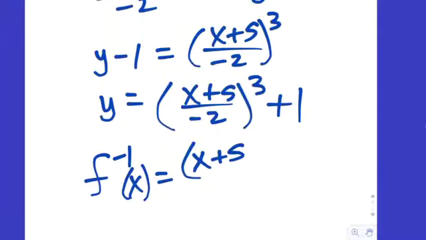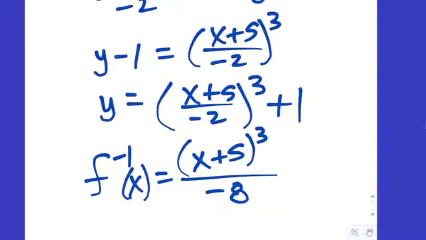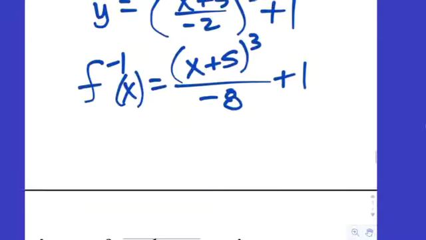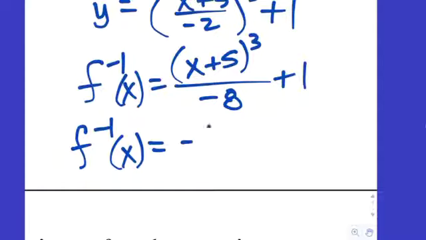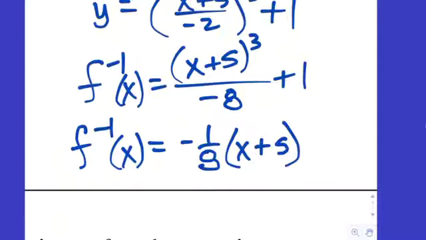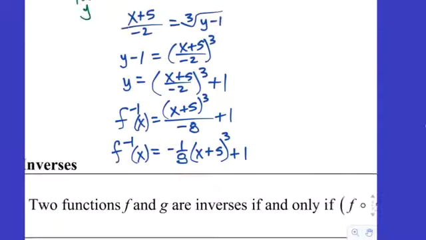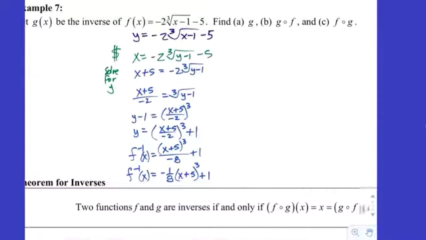You can actually do this, x plus 5. You could cube the top and cube the bottom. Negative 2 cubed is negative 8, plus 1. So if you want to pull that out front now, you can call that negative 1/8 times (x plus 5) cubed plus 1. And that puts it in standard transformation form.